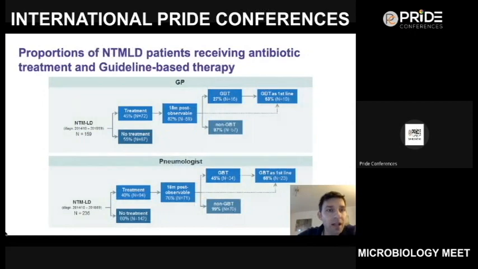When looking at how many patients actually received antibiotic treatment, we see that less than half of patients in either GP practices or pulmonologist practices received treatment. And when looking at those patients who were treated, one can observe that only 1 out of 4, approximately, in GP practice received guidelines-based therapy. This was somewhat better in pulmonologist practices, but nevertheless far from what would be an ideal treatment.